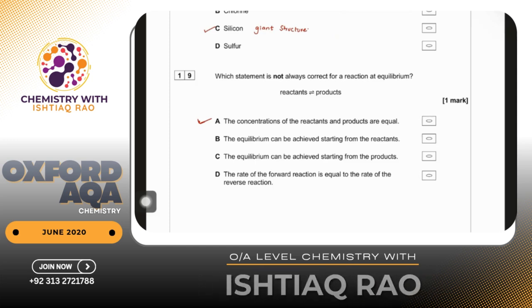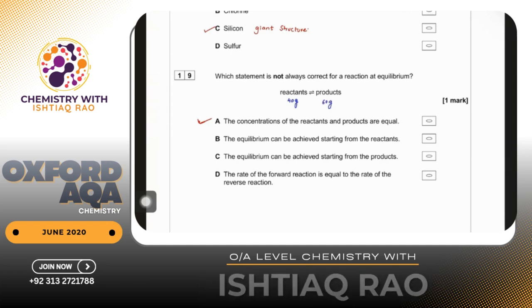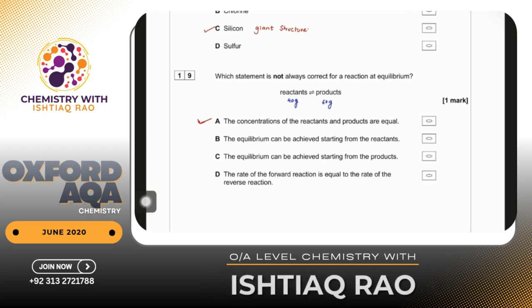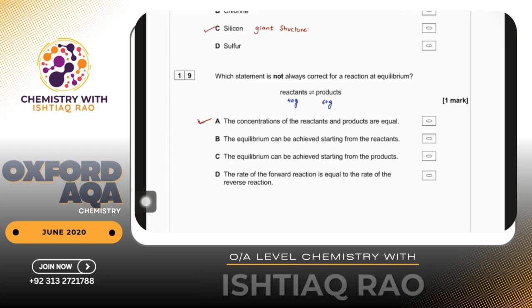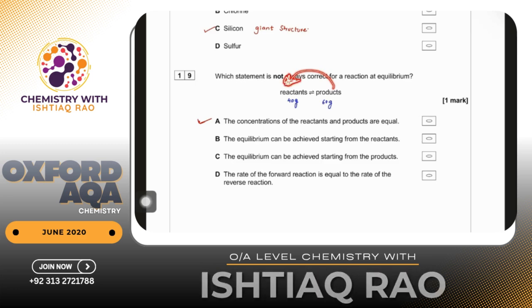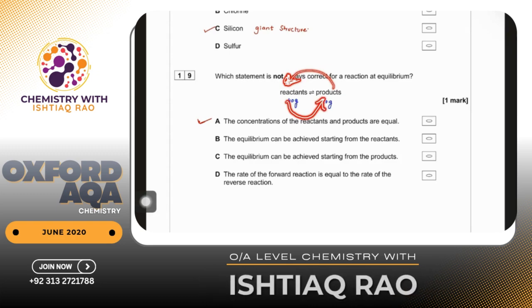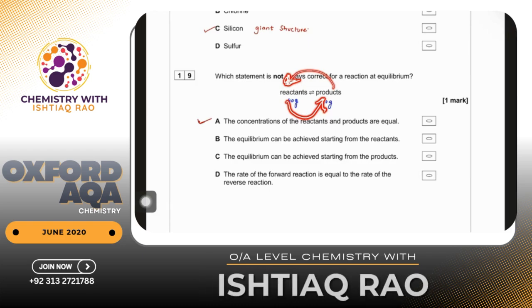Let me tell you this. For equilibrium, let's say we have 40 grams of reactant and 60 grams of product. Concentrations are not the same, by the way. They are different. So what's going on in the equilibrium? Some particles are moving from right to left. At the same time, particles are moving from left to right. The change is very smooth. So I can say the equilibrium is established because the change in particles is very smooth.